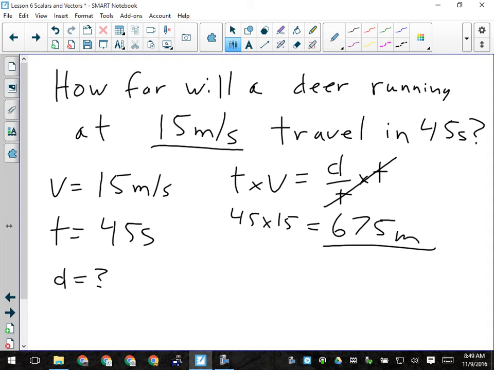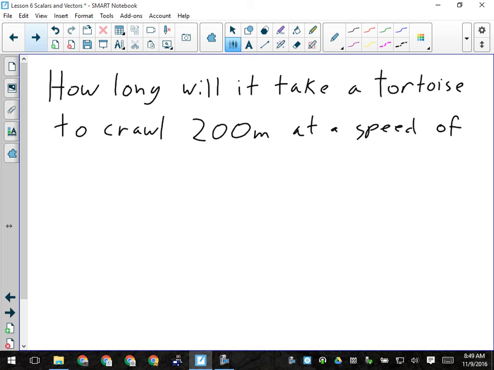Okay, questions on how that works? Aiden. If you're running 15 meters every second, there's 45 seconds. Right, so if every second I go 15 meters, does that make sense? I follow your reasoning. That's solid logic. If I'm going this far every second, 15 meters, and it's 45 seconds, that's 15 times 45. Oh, okay. All right. Try that one.